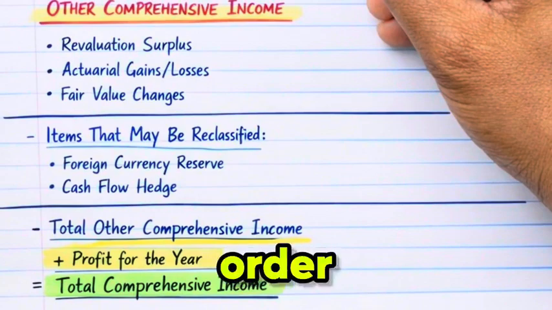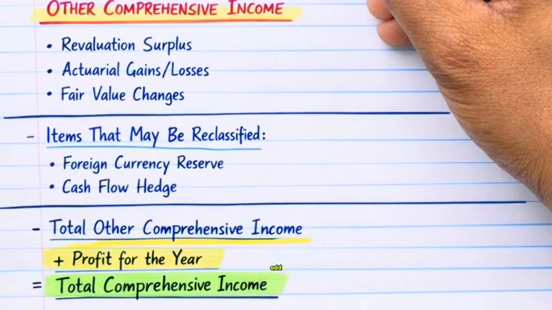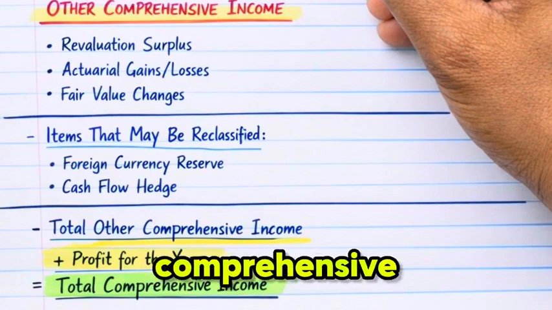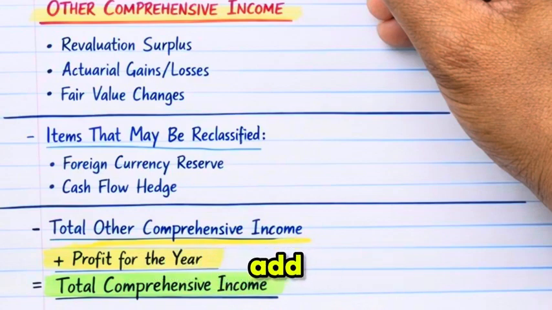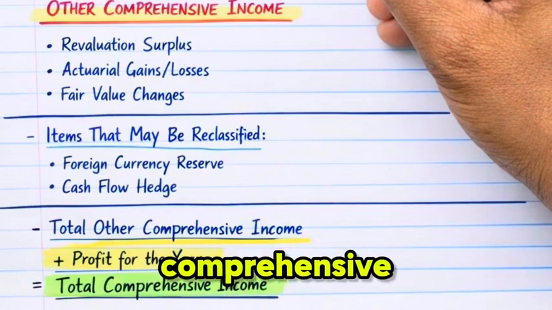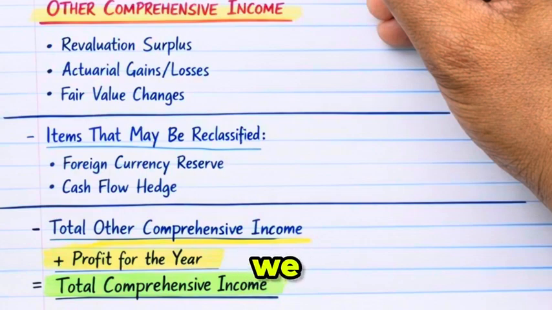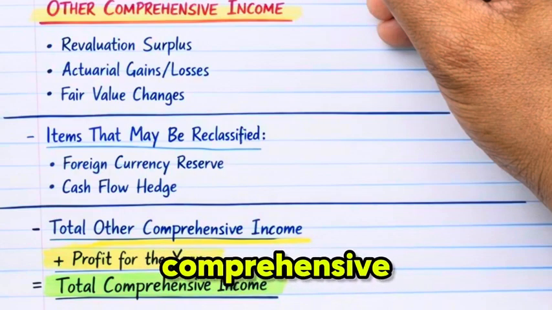When you get the total other comprehensive income, you will now add it to the profit. That's the profit after tax will be added to the total other comprehensive income. So when you add these two, profit after tax plus your total other comprehensive income, you will now get what we call total comprehensive income.